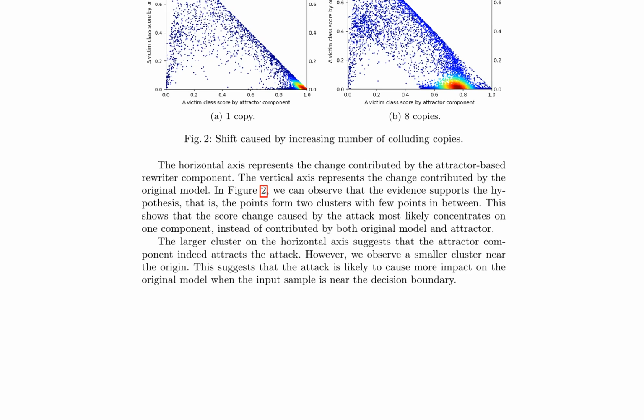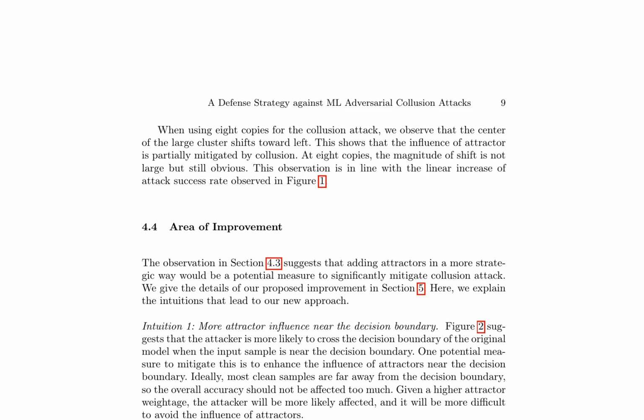It also analyzes the shift in each component of a copy under attack, indicating that the attack concentrates on one component, mostly on the original model or the attractor component. The paper addresses the vulnerability of machine learning models to adversarial attacks, particularly collusion attacks where an adversary utilizes multiple copies of the original model to enhance the attack's effectiveness.